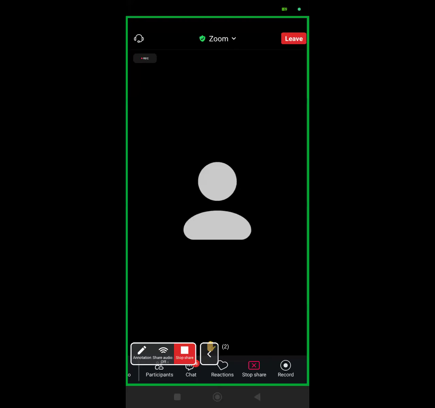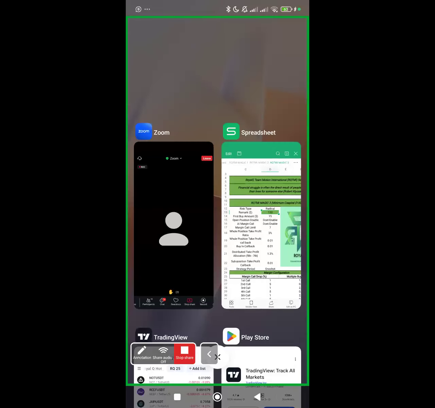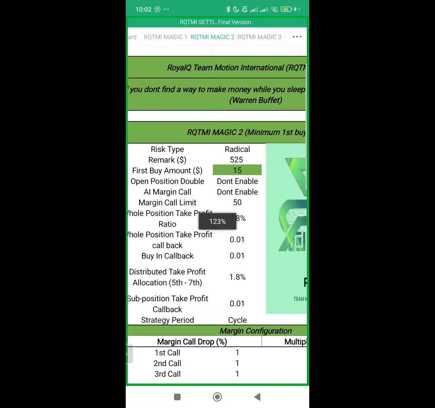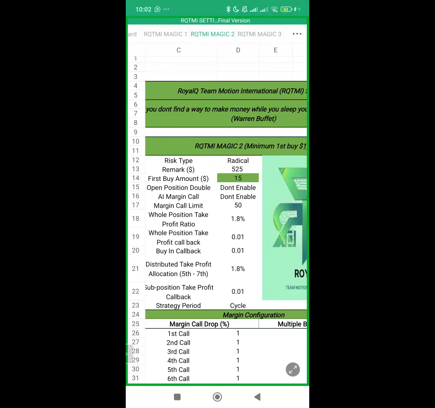So you want to open margin calls with Magic 2, for example. You go to your Excel template and head to Magic 2. If, for example, you are running on Magic 3, that is 7 margin calls. You open the coin that you want to use to open the margin call, then you tap on trade settings. When it opens, you start to edit the settings there. You use this Magic 2 template to edit the settings, but not everything. You edit the first buy amount. Magic 3's first buy amount is 15, so leave it on 15.